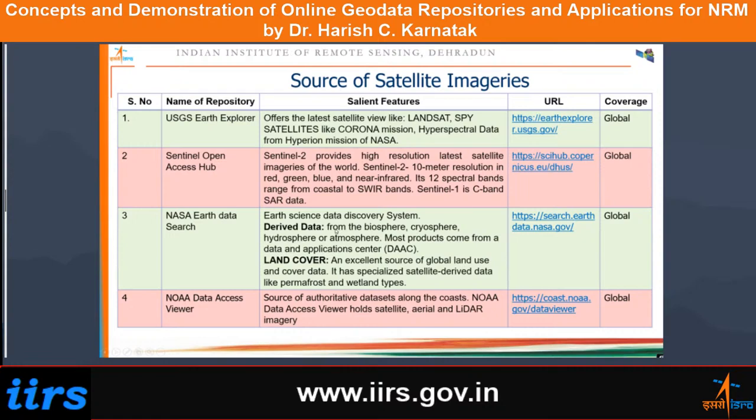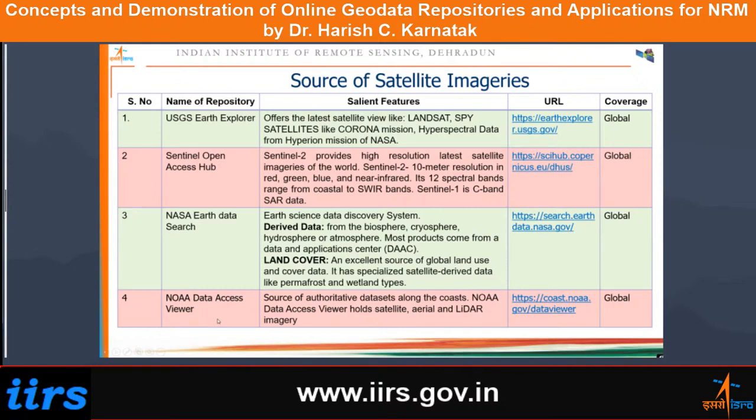They provide Earth and science data discovery systems, with derived data from the biosphere, cryosphere, hydrosphere, or atmosphere. Most products come from a data and application center called DAC. They provide land cover data, an excellent source of global land use and land cover data. It has specialized satellite-derived data like permafrost and wetland types. So these are some scientific data products you can download from NASA Earth Data Search, and this is the URL of this particular data repository.